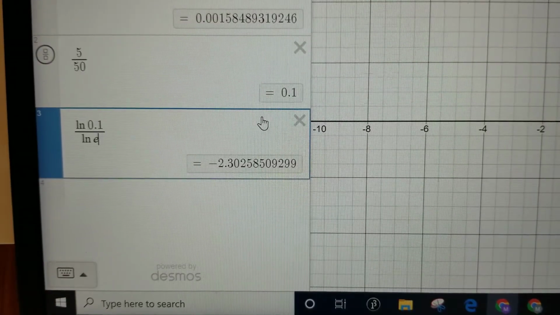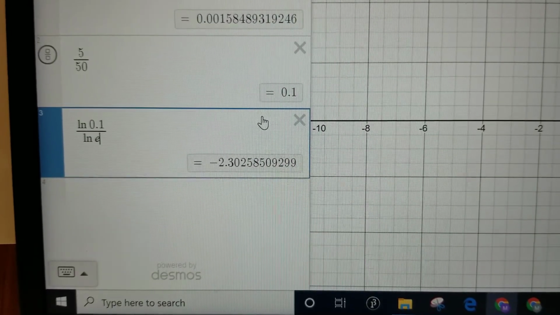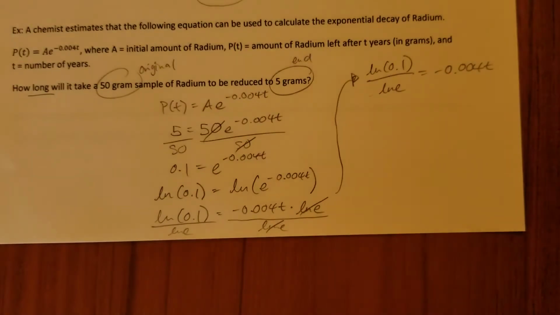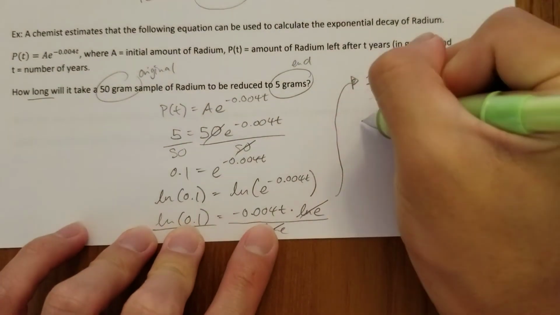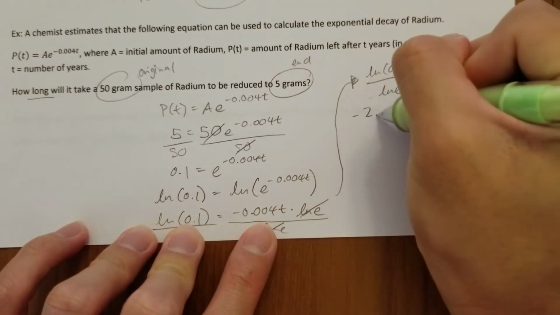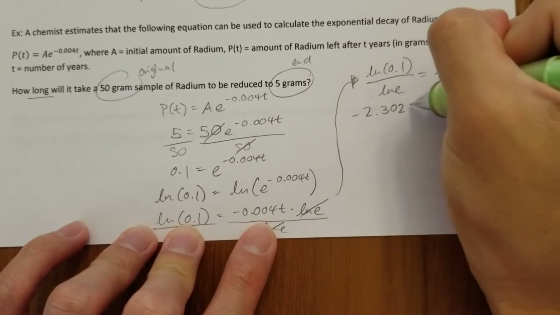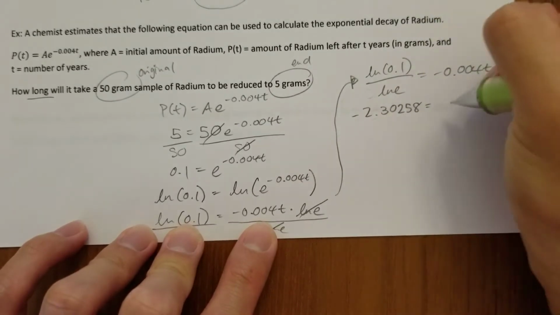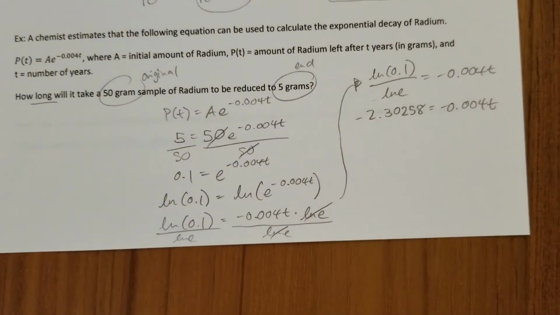If I were to just calculate that real fast, ln of 0.1 divided by ln of e is negative 2.3025. I'm just going to round. This is negative 2.3028 equals negative 0.004t.